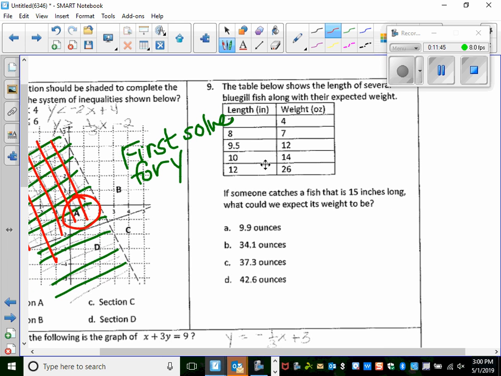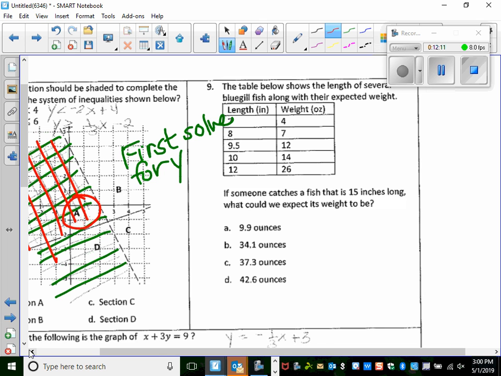Now, this one you can actually do, and let's just do this one together. Let's get the equation for the line of best fit. And then it asks you if someone catches a fish that is 15 inches long, then what would you expect its weight to be? So we will then be able to put that value in for X and get a good approximation.